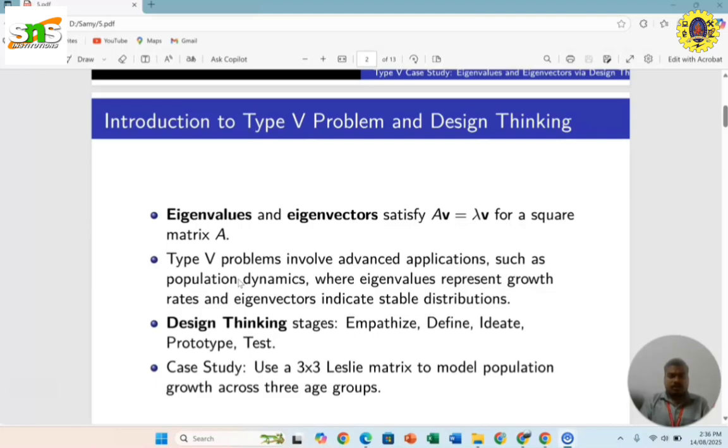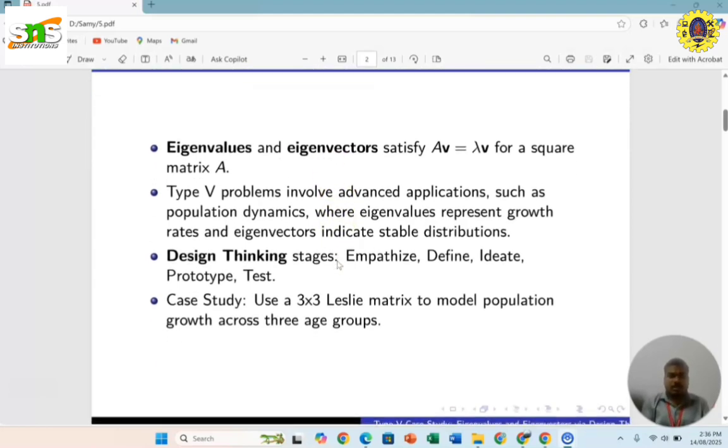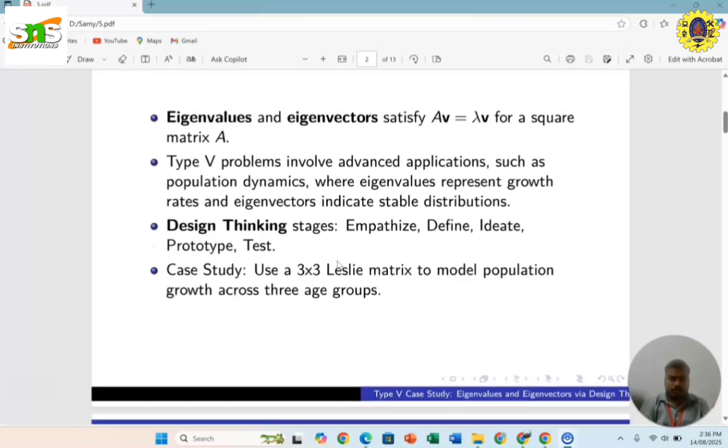Eigenvalues and eigenvectors satisfy A B equal to lambda B for a square matrix A. Type 5 problems involve advanced applications such as population growth and dynamics, with eigenvalues indicating growth rates and eigenvectors indicating stable distribution. The design thinking stages are: empathize, define, ideate, prototype and testing. We have to see them one by one, step by step.